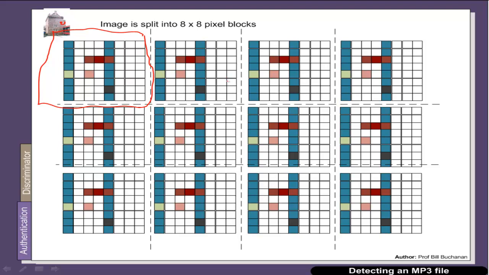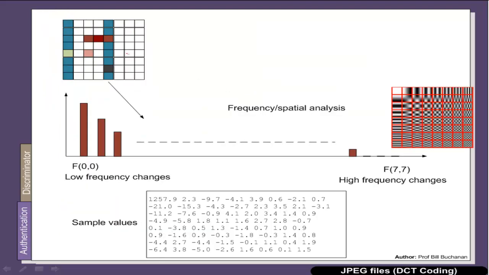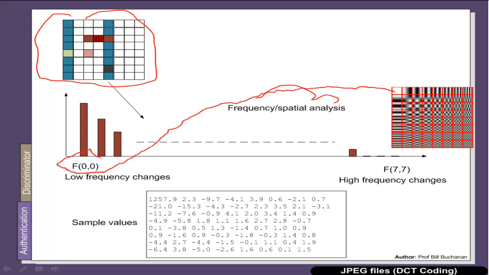So inside an 8x8 pixel block, what we do is take a frequency or a spatial analysis of the pixel block. For the first one, we look at the low frequency changes inside the pixel block. This is typically taking an average of all the pixels across the pixel block. We do this with color, and we also do it with the luminosity. So we process these separately.